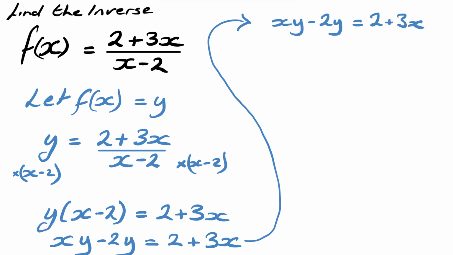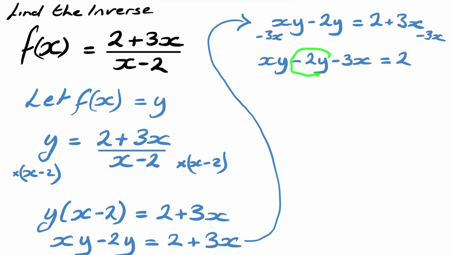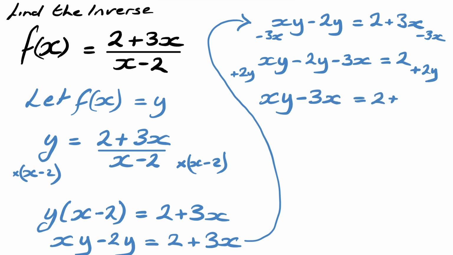And then the next thing we want to do, as we want to make x the subject of the formula, let's move this 3x over here. As it's a positive 3x, we'll subtract 3x from both sides. That will give us xy minus 2y minus 3x equals 2. Now we only want the terms with x on this side, so let's move this negative 2y. We'll add 2y, and that gives us xy minus 3x equals 2 plus 2y.